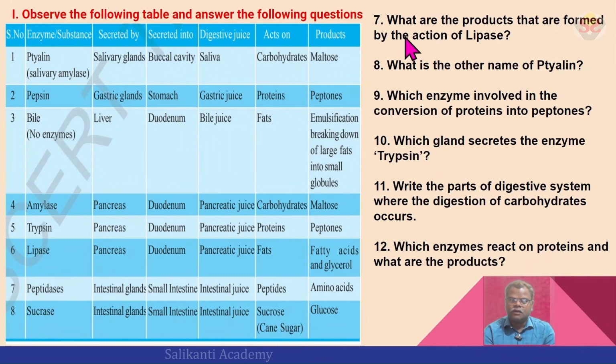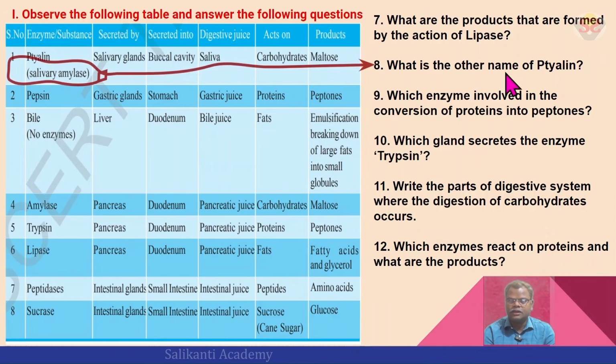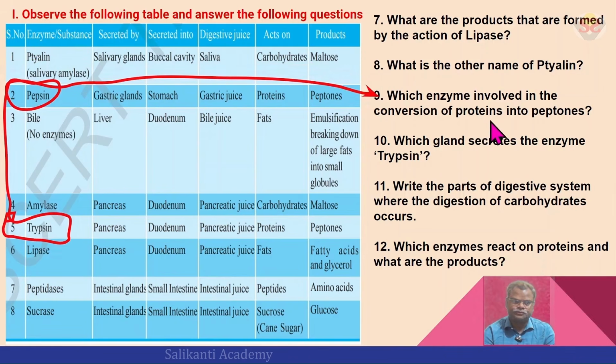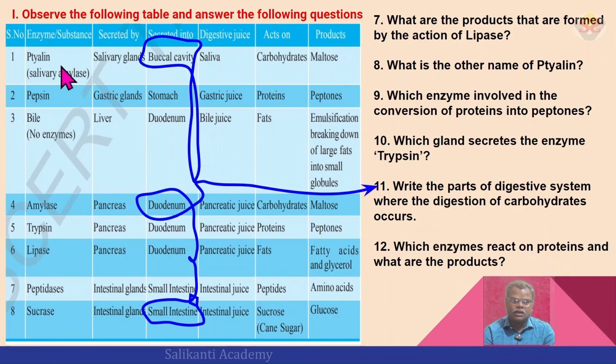Next table. What are the products formed by the action of lipase? Fatty acids and glycerol. What is the other name of ptyalin? Salivary amylase is the correct answer. Which enzymes are involved in the conversion of proteins into peptones? Pepsin, trypsin. Which gland secretes the enzyme trypsin? Pancreas. Write the parts of the digestive system where the digestion of carbohydrates occurs. Buccal cavity, duodenum, small intestine.